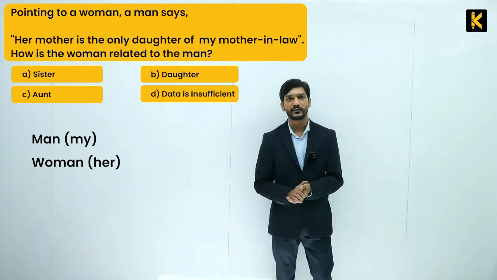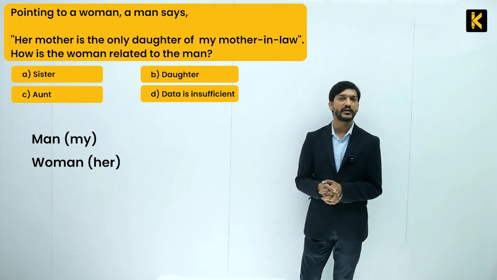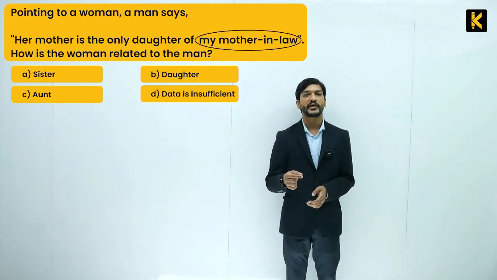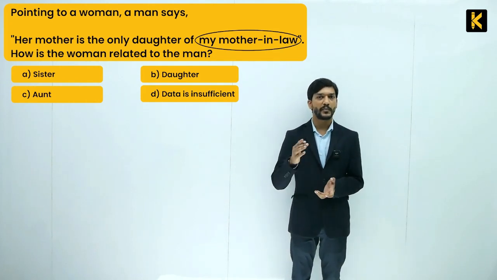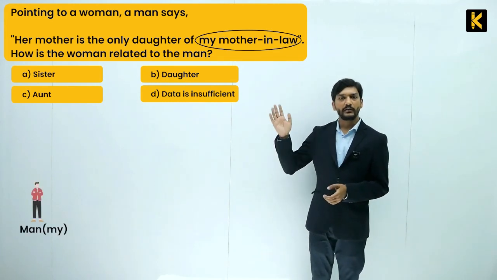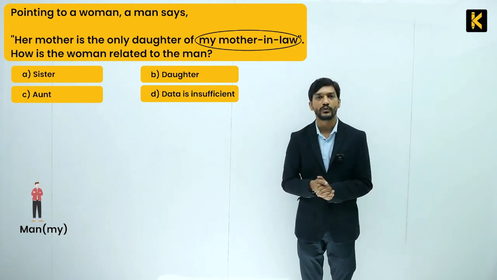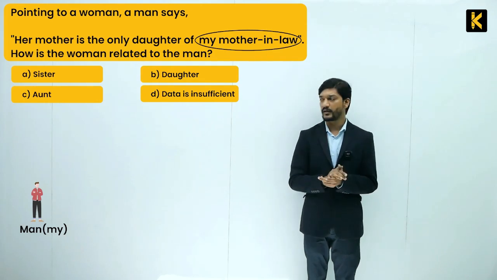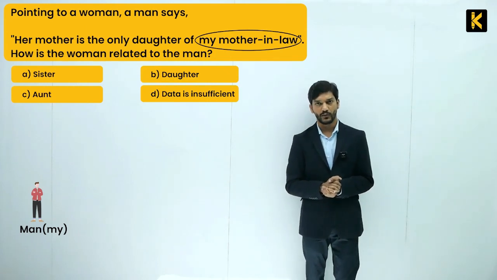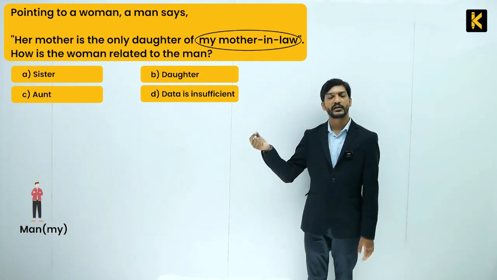So again, what statement is given? We have to start drawing the diagram from the last part. What is mentioned in the last? We are observing "my mother-in-law" is mentioned in the last. So "my" means the man. Let me show that there is a man. For that man, the word "my" is used, so in the bracket, let me show "my" so that it is clear that for this person, "my" is being used in the question. And let me write man as well, because the man mentioned in the question is this person.